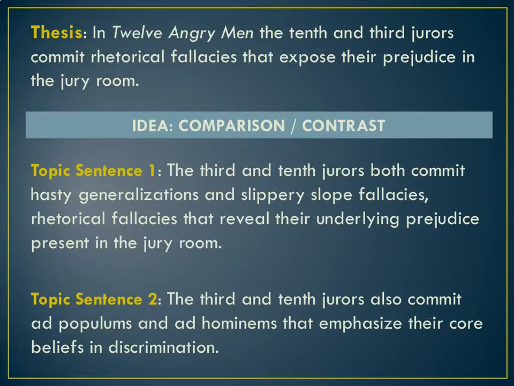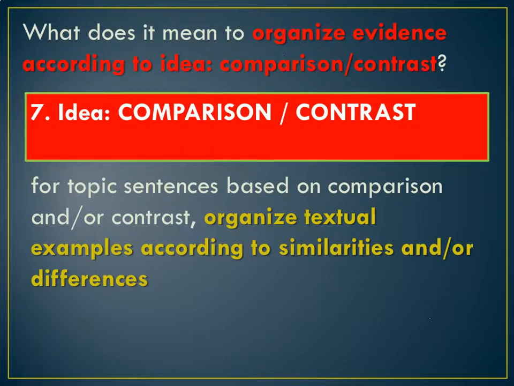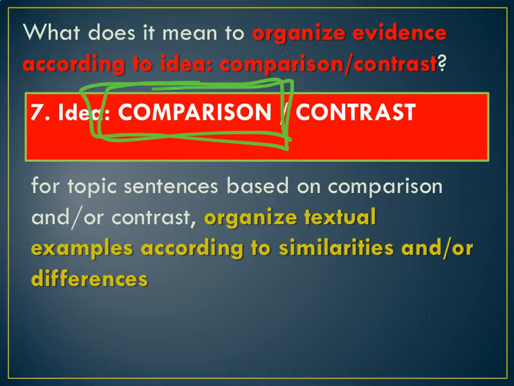And our final organizational possibility for idea, our fifth one for idea, and our seventh one total here, is to organize according to comparison contrast. So read these sentences carefully, and I'll walk you through how that's being done. All it means to organize according to comparison contrast, and understand that a lot of times when we say comparison, we don't just mean similarity, we also mean differences. So when you write a comparison essay, you can focus both on similarities and or differences. So just keep that in mind.